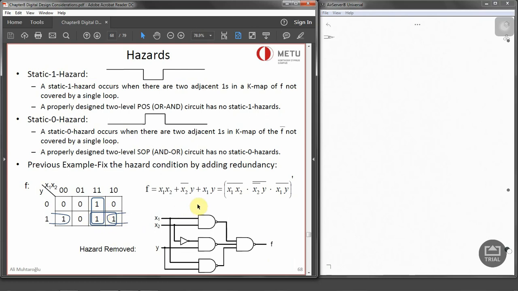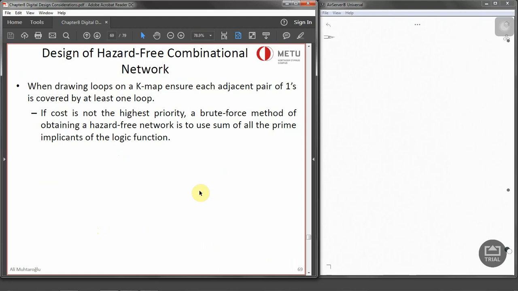Then we will have another expression, which is x1 and y, which is this one, and that will be added in. Now we are having a hazard-free expression, but with a redundant expression over there. So hazard is removed and we have to be careful. So how do we design a hazard-free combinational network?